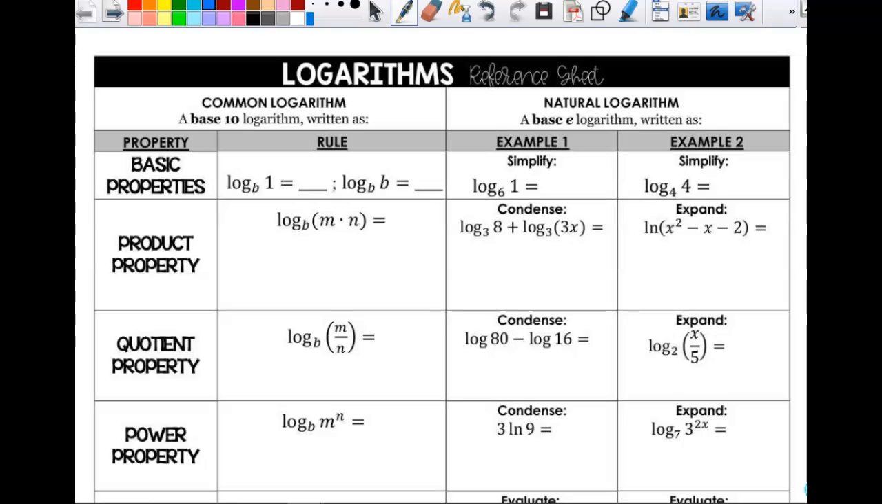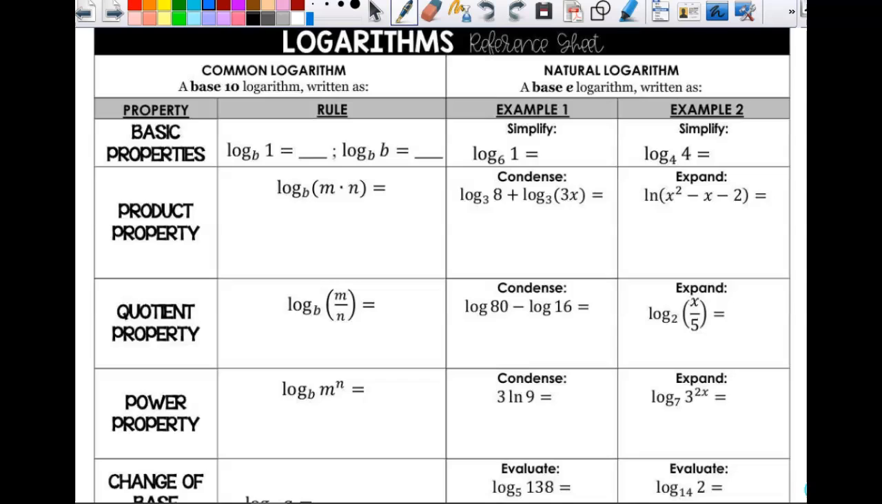So yesterday we talked about some basic properties. We're going to review them and write them all in one little reference sheet here for you. So remember that a common logarithm has a base 10, and it's just written as log x. You don't put the base on it, right? And then a natural logarithm with base e is written as ln of x. That is not an I, it is a lowercase l.